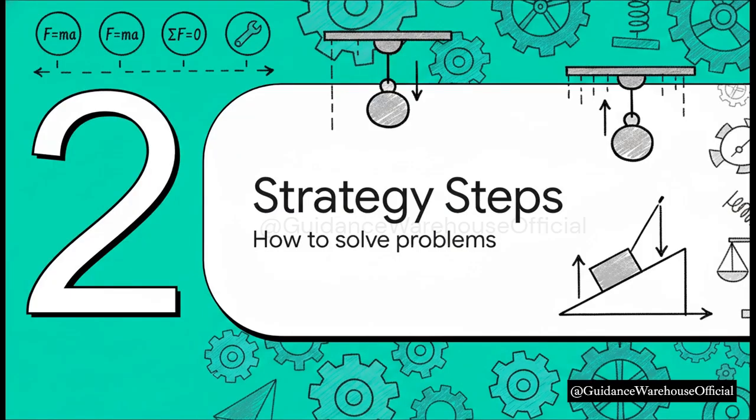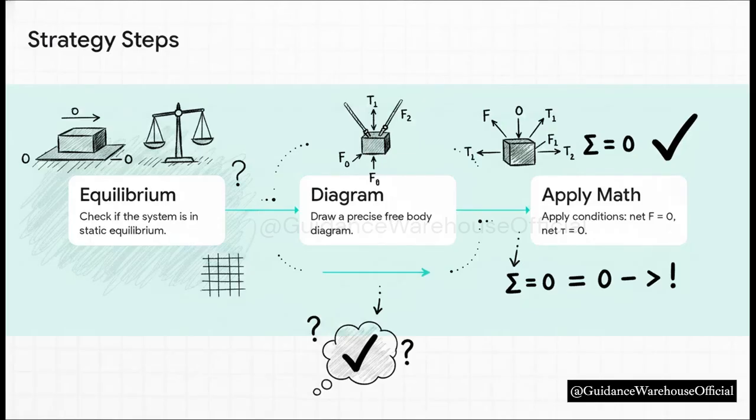Moving on to Section 2, problem-solving strategy steps. Since statics is really just a special case of Newton's laws, we've got a super reliable roadmap for conquering these problems. Here is your foundational strategy. Step 1, check for static equilibrium. Is the system accelerating or rotating? If the answer is no to both, you're good to proceed. Step 2, draw a free body diagram. Step 3, apply those equilibrium conditions we just talked about. Set your net force to zero, set your net torque to zero, and solve for your unknown variables. Oh, and an unofficial step 4? Always gut check your final answer to see if the magnitude and direction actually make sense.